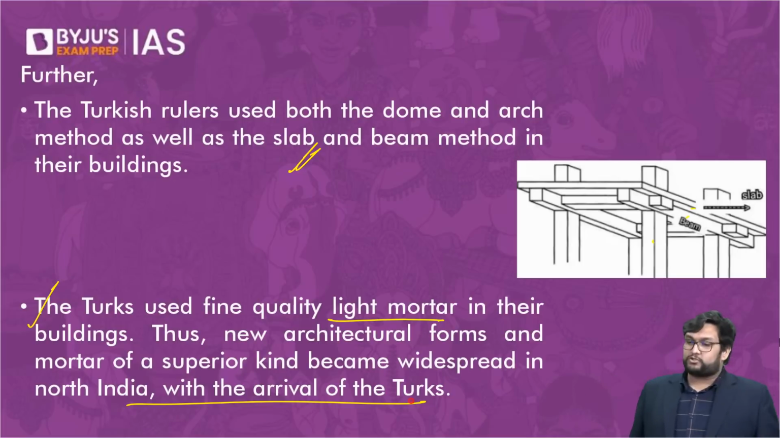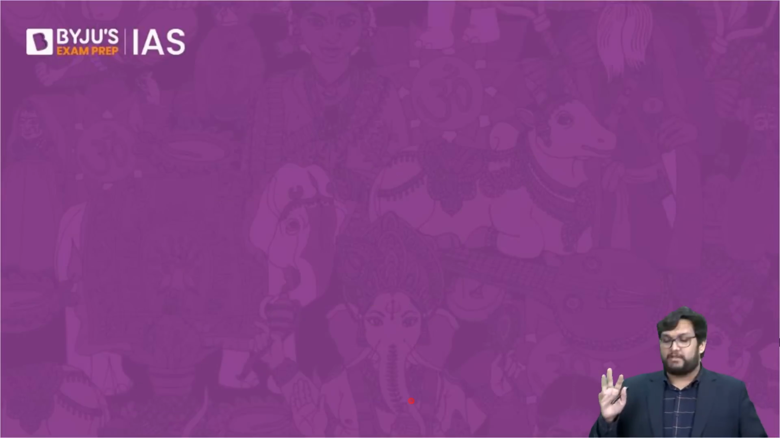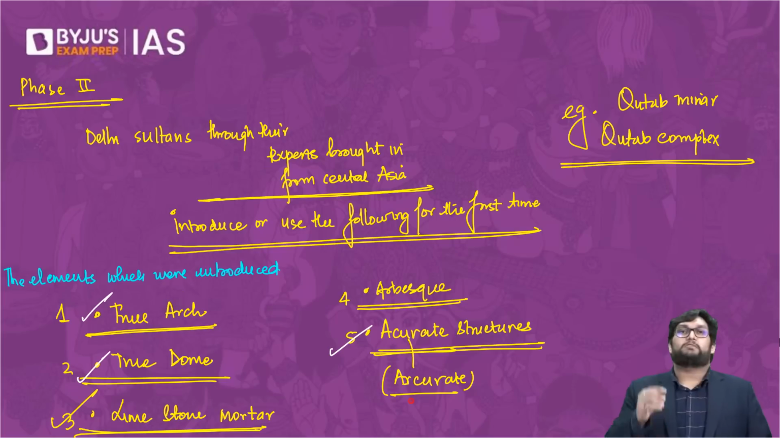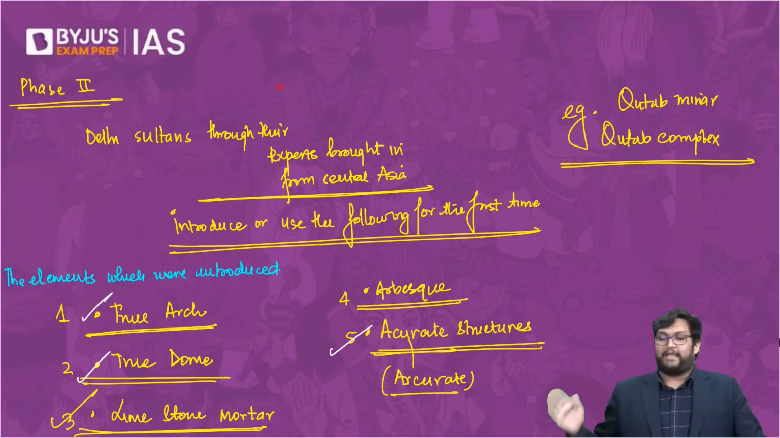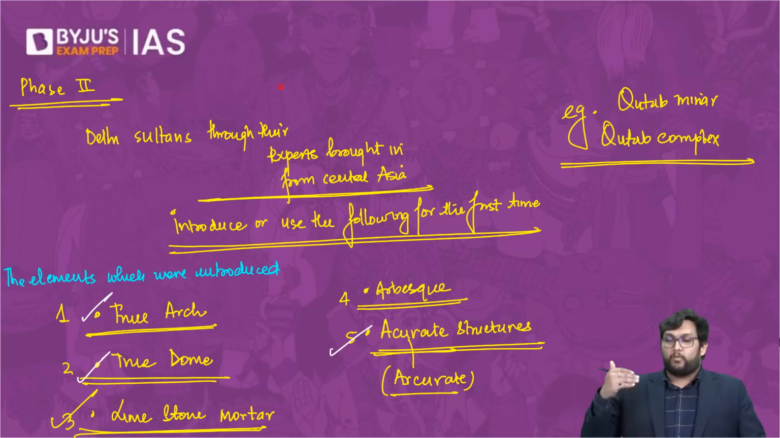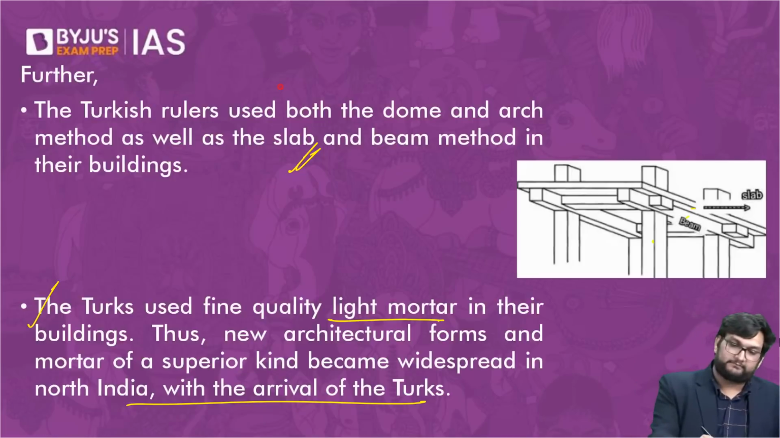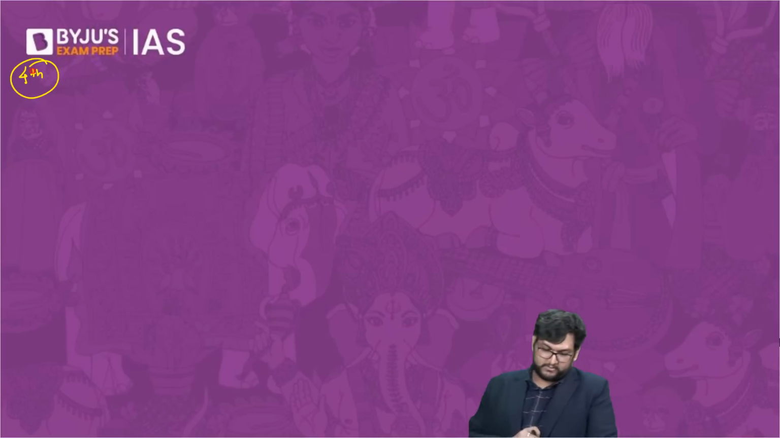So in phase two, there are four major innovations which have come through. Here it was the reuse phase. We are discussing phase two, wherein true arch, true dome, limestone mortar, and arcuate structures have come through. Now, if this makes sense, I will tell you the fourth point, which is what is the fourth innovation of this period? Fourth. Yes?